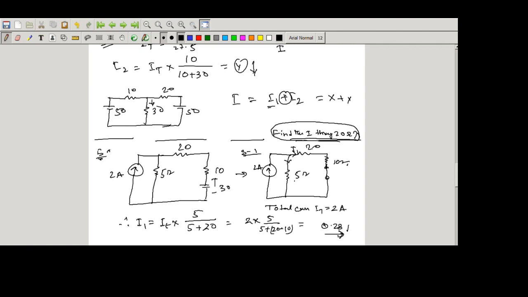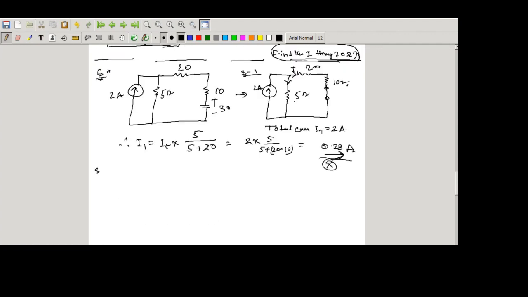Now you must remember the directions. You can see the direction is the right hand side. Now we find that for the 2 ampere current, the current is 0.28 ampere. Okay, or we can consider this as X.